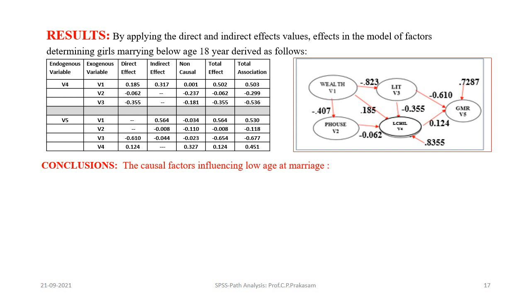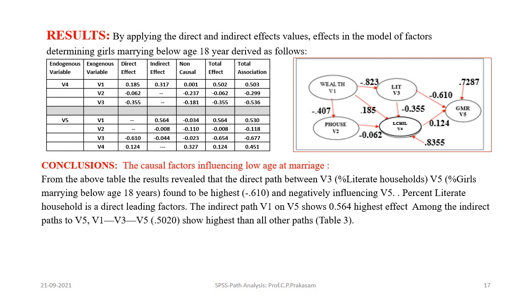This is most important for us, because it comes after calculating all the path coefficients. From the above table, the results reveal that the direct path between V3, the percentage of literate households, and V5, the percentage of girls marrying below age 18 years, is found to be the highest, that is minus 0.610. You can see that the V3 direct effect is minus 0.610, negatively influencing V5, girls marrying below 18 years. The percentage of literate households is a direct leading factor.